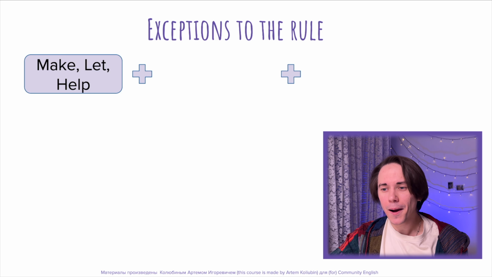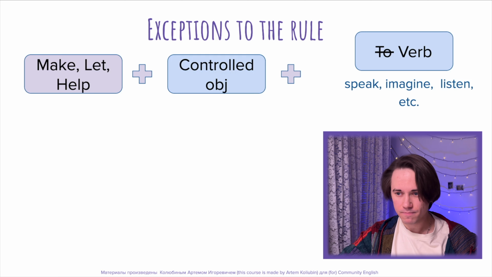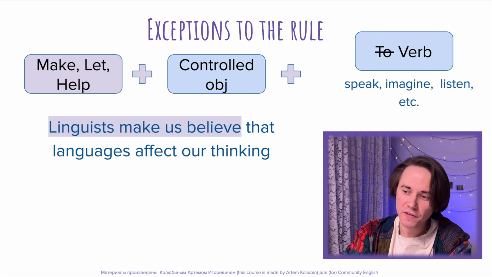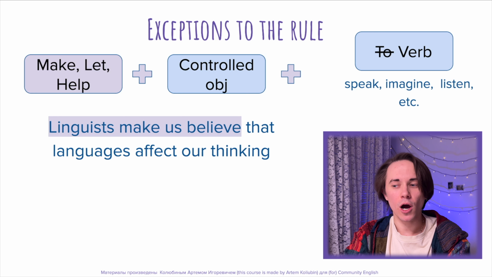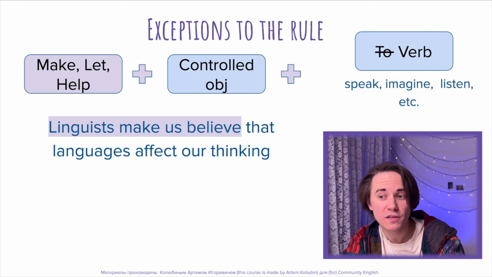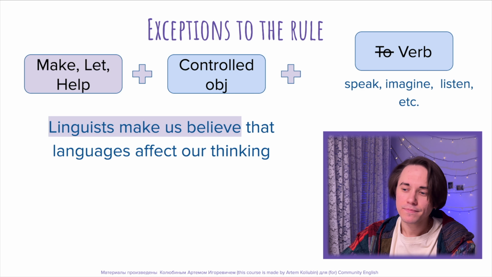But otherwise it's the same. Make, let, help, then control object, then verb without to. So, for example, linguists make us believe that languages affect our thinking. Linguists make us believe. But linguists ask us to believe. Linguists want us to believe, right?